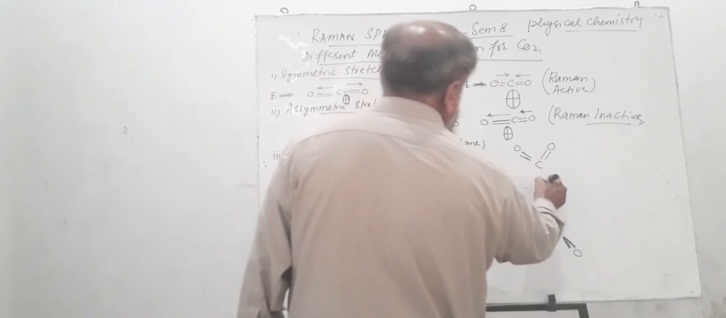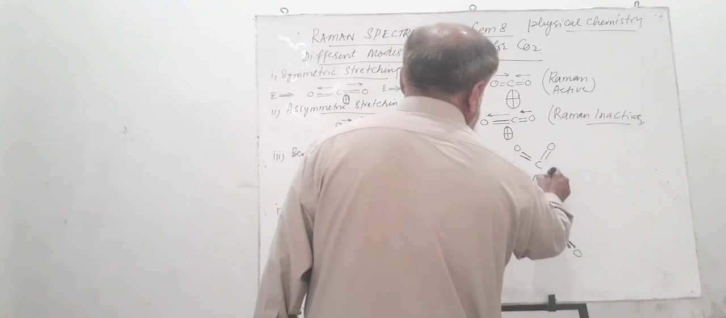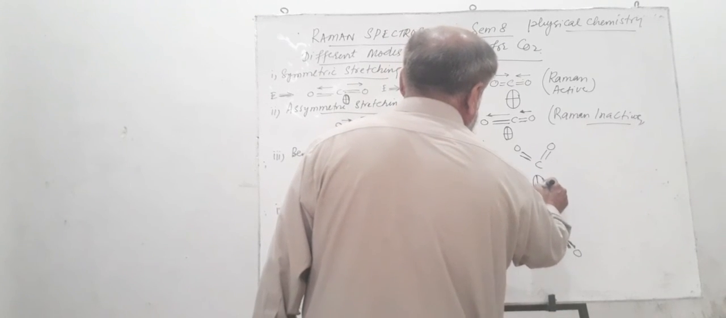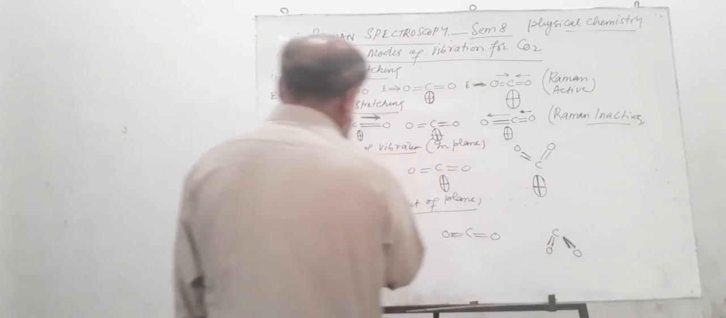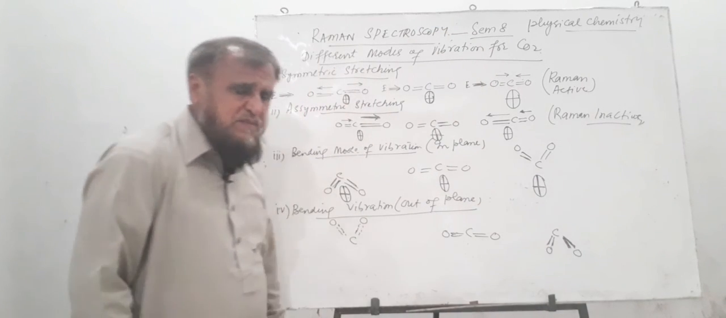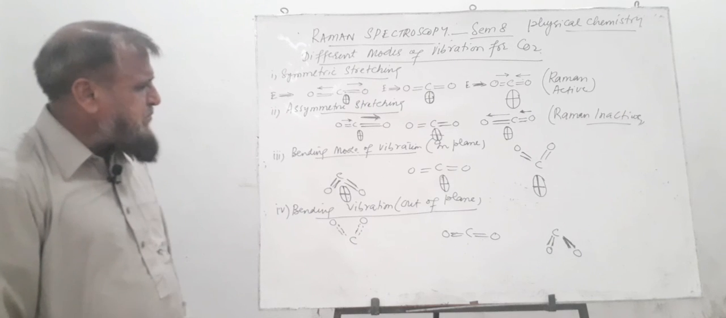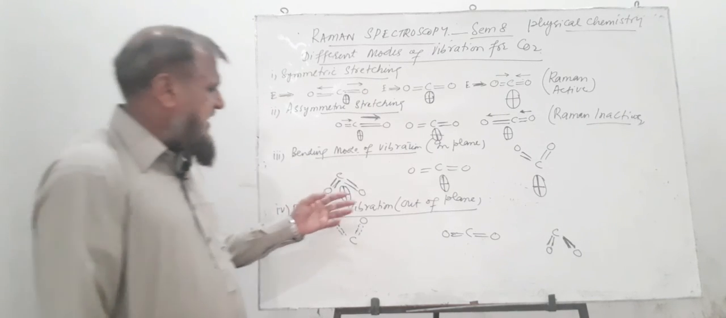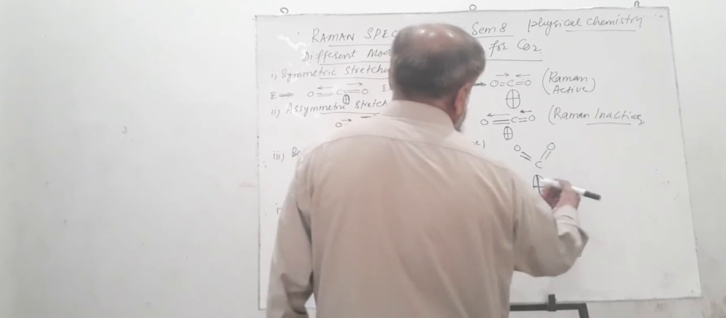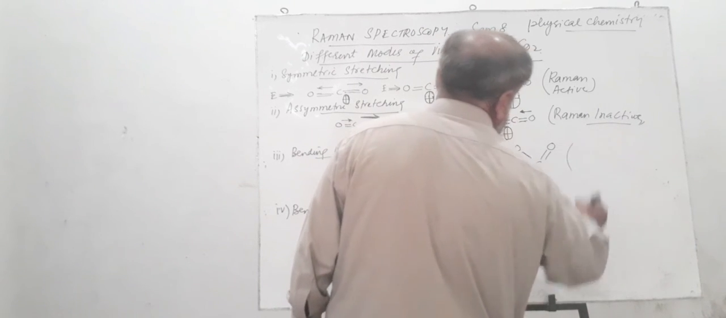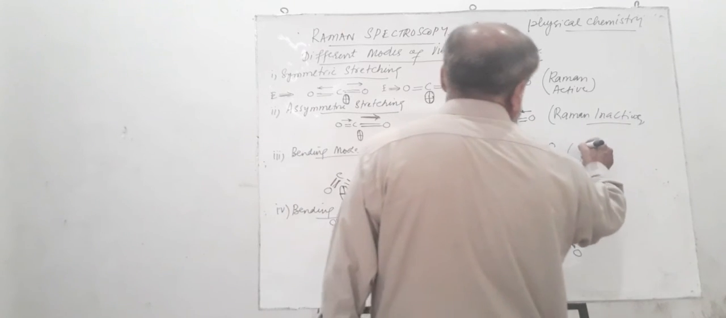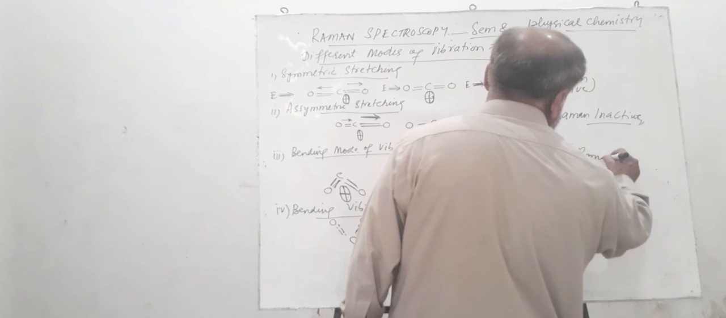Here also the polarizability will increase and it is represented by a larger ellipsoid. As at the two extremes of vibration, we are getting the same polarizability. Therefore, we say that the polarizability is not changing and it is repeated periodically. Therefore, this vibration will be Raman inactive.